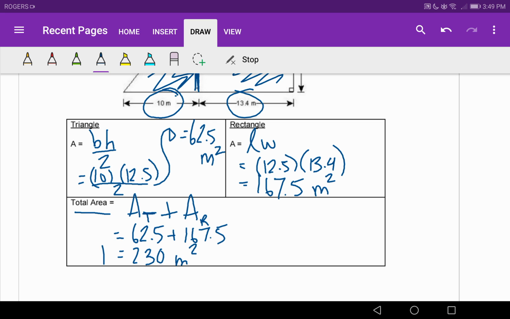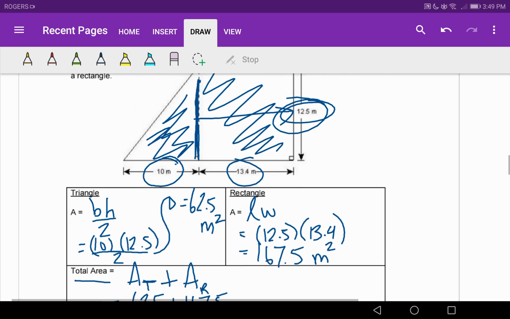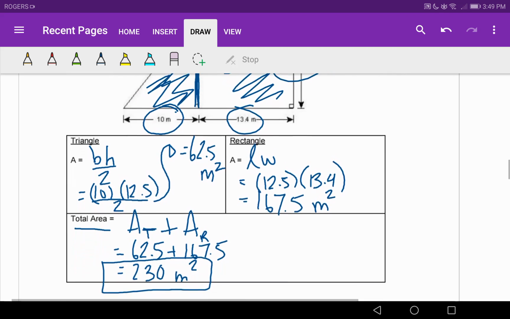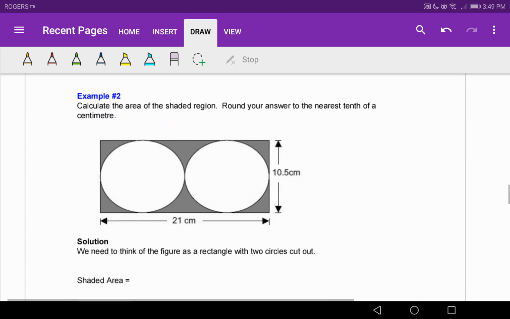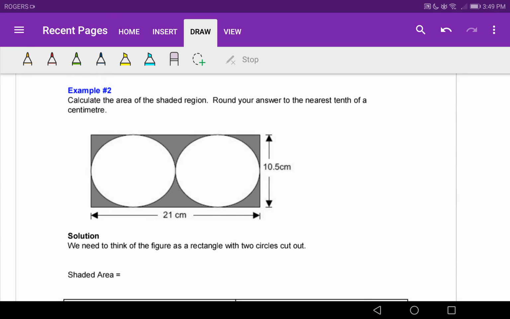You can put a box around your final answer so it stands out. Don't forget the meters squared. Okay? So that example is pretty straightforward. We just found the area of a composite shape. This one gets a little bit more challenging.